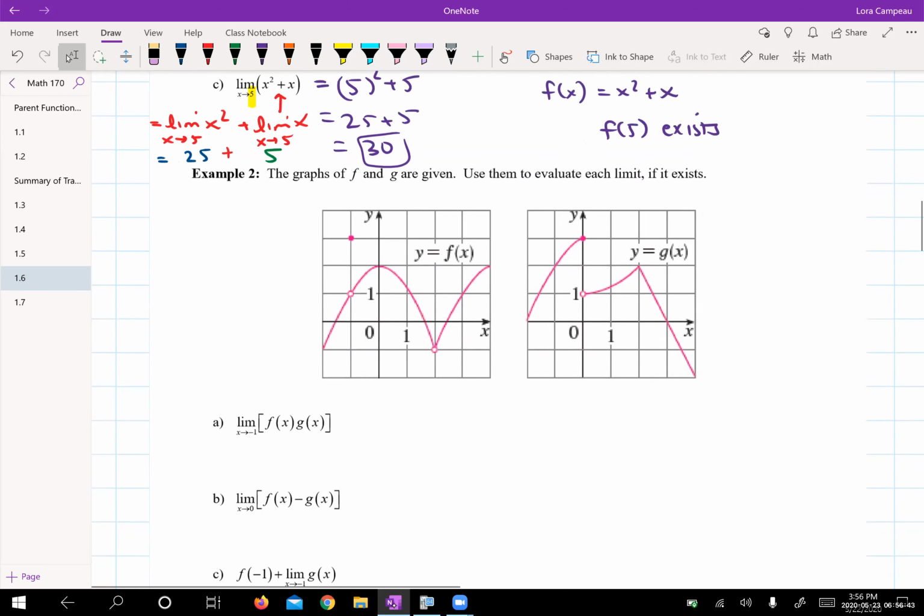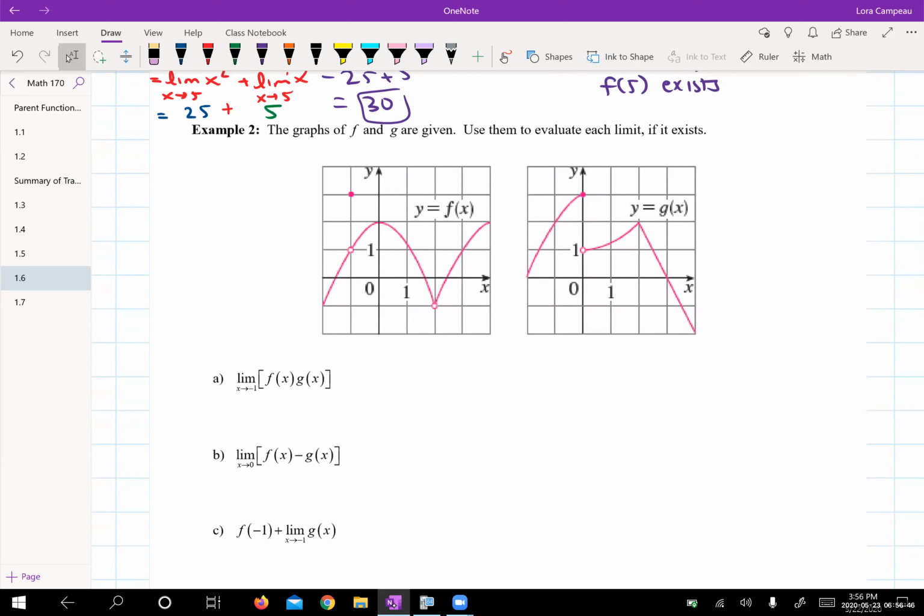I want to now look at a little analytic geometry here. Let's suppose we don't know the equations of the two functions. We have f and g given to us, and it looks like there's some smoothness and some jumps here and there. So what we want to do is calculate the limits, and here we're going to have to use function notation and understand how this works with viewing x values and corresponding y values. So looking at part A, what I have is the limit of a product.